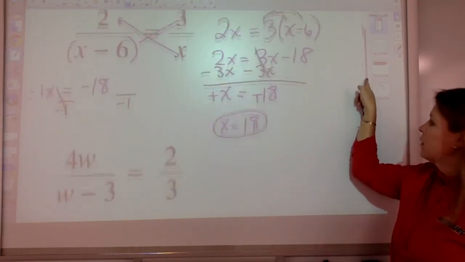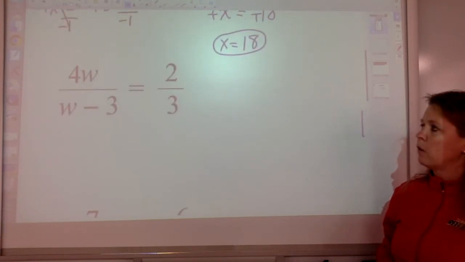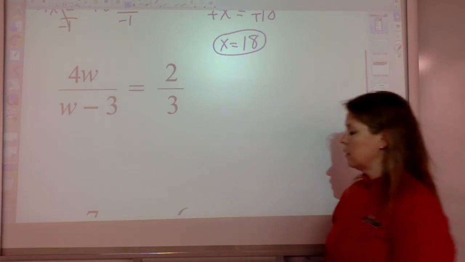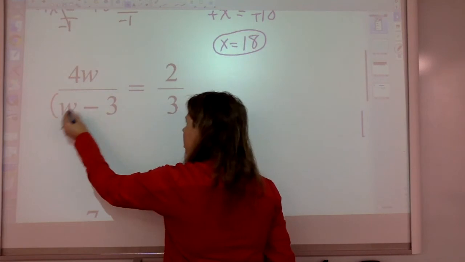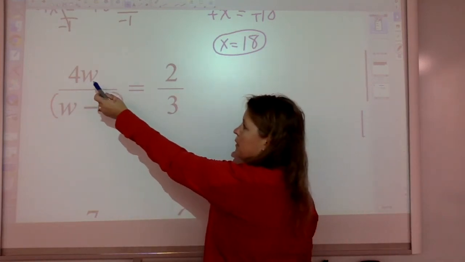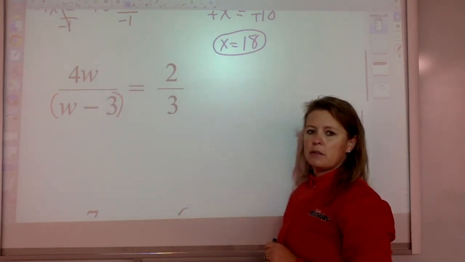All right, let's try another problem. Go ahead and take the time, set it up. 4w over w minus 3 equals 2 over 3, or equals 2/3. We're trying to make equivalent ratios, and the first thing you're going to do right away is put parentheses around the w minus 3. You don't have to put parentheses around the 4w because there's no addition or subtraction in there. That doesn't need the distributive property.